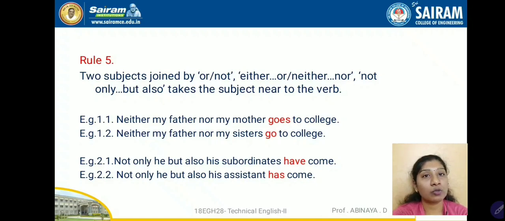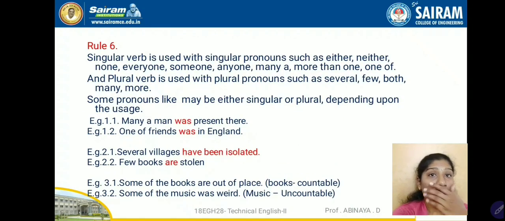The same thing, see 2.1. Not only he but also his subordinates have come. See the next statement, not only he but also his assistant. So, the subjects here have to be taken as his subordinates and his assistant. His subordinates is plural, so we are using have come; his assistant is singular, so we have used has come. Okay, next rule, rule number 6.